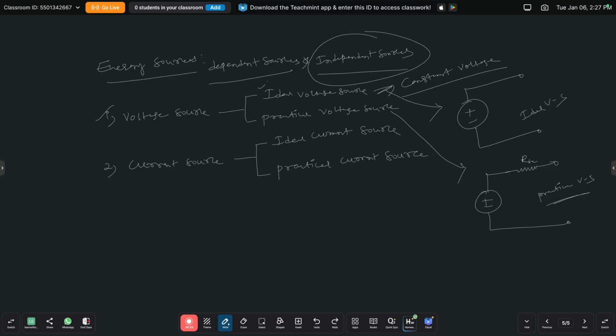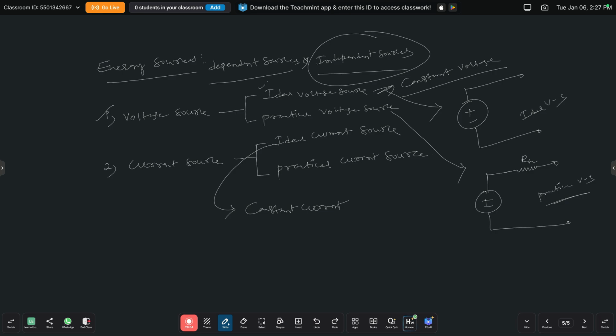And coming to the current sources, current sources are also classified into two types. One is the ideal current source and the second one is the practical current source. First, coming to the ideal current source: what is meant by an ideal current source? The ideal current source is the source which gives constant current at its terminals irrespective of the voltage across the circuit. That is called an ideal current source.